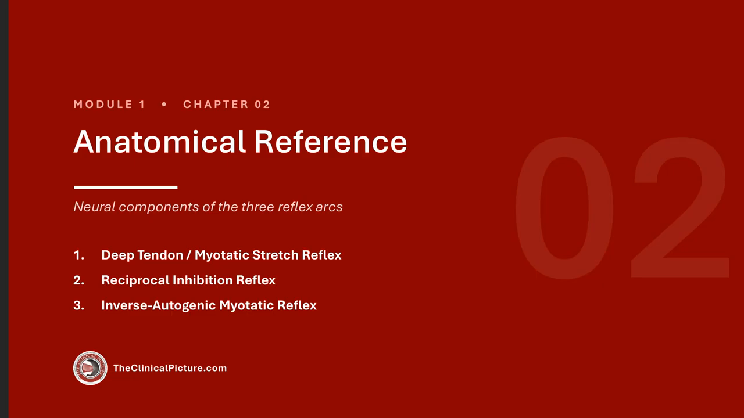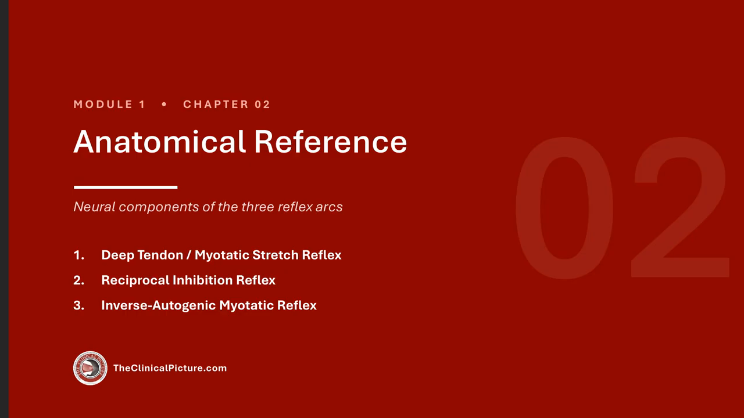Chapter 2 takes us into the anatomy in greater detail. I want to introduce you to 3 reflex arcs that function together in the nervous system, and then we'll examine the neural components of each one carefully. The first is the deep tendon or myotatic stretch reflex, the primary subject of today's lecture and the one you test with a reflex hammer.